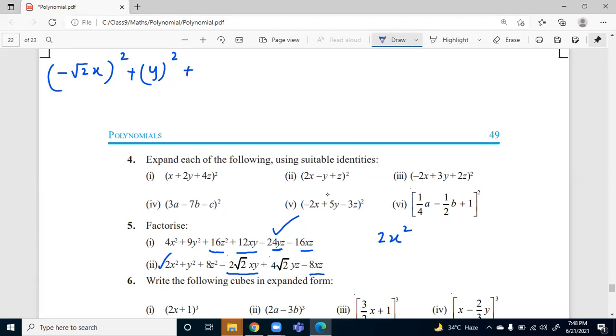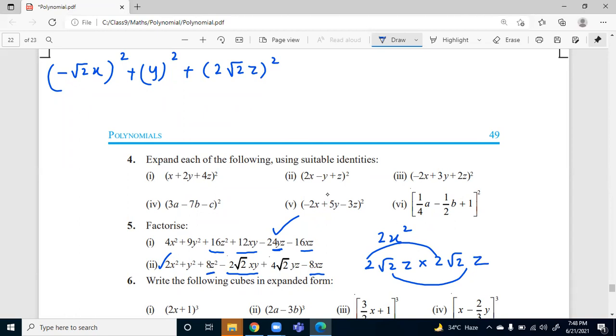Ma'am, 4 root 2. No, 2 root 2. Okay, 2 root 2z square. So if you multiply 2 root 2z into 2 root 2z, 2 into 2 is 4, root 2 into root 2 is 2. So 4 times 2 is 8. So you are getting 8z square.